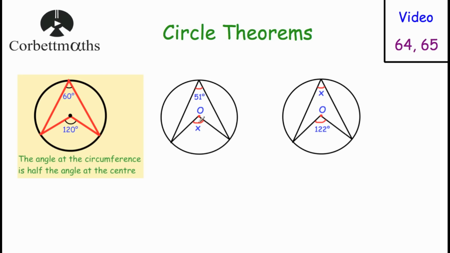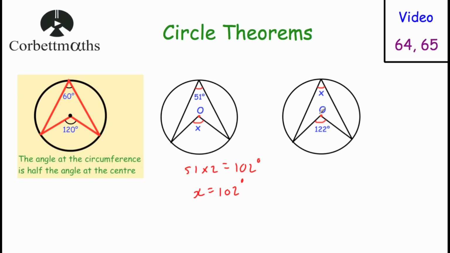Okay, we have our first example. We know the angle at the circumference is half the angle at the centre. Well, that means if we double the angle at the circumference, we get the angle at the centre. So if we do 51 multiplied by 2, that's equal to 102 degrees. So that means that x here is equal to 102 degrees.